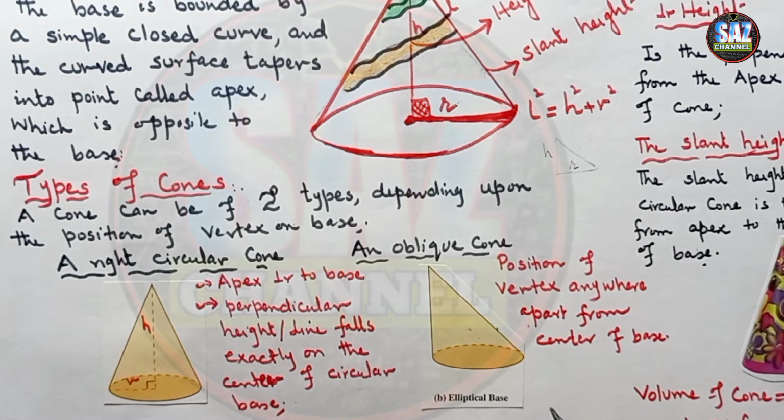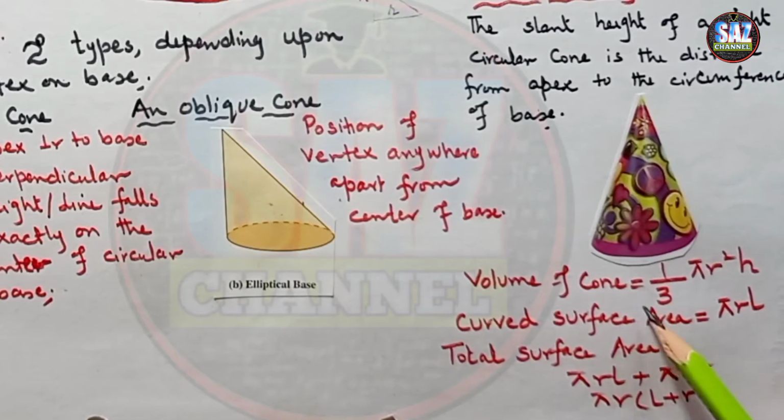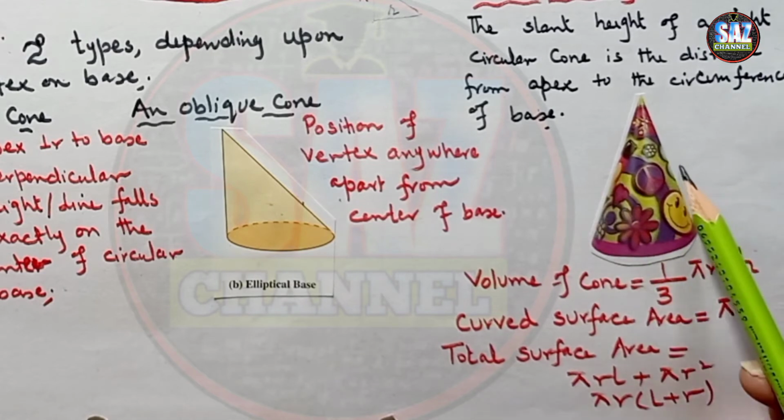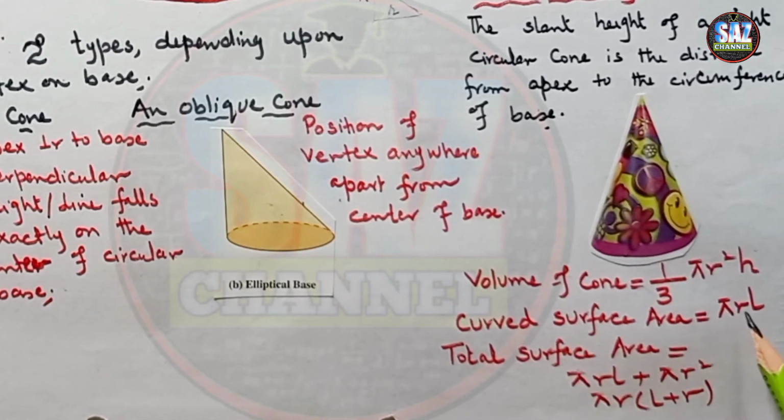Coming to the formulas for the volume and surface area of cone, volume of cone is 1/3 pi r square h. The curved surface area of the cone is pi r l, and the total surface area will be pi r l plus pi r square. If we apply algebra here, we can see that pi and r is the common factor. We can pull it out, and inside the bracket we can write l plus r.